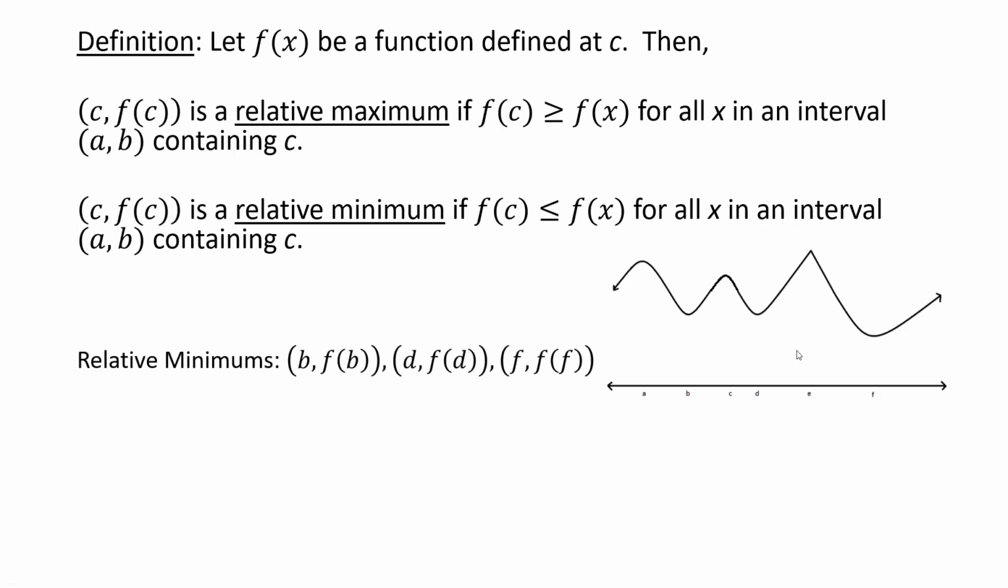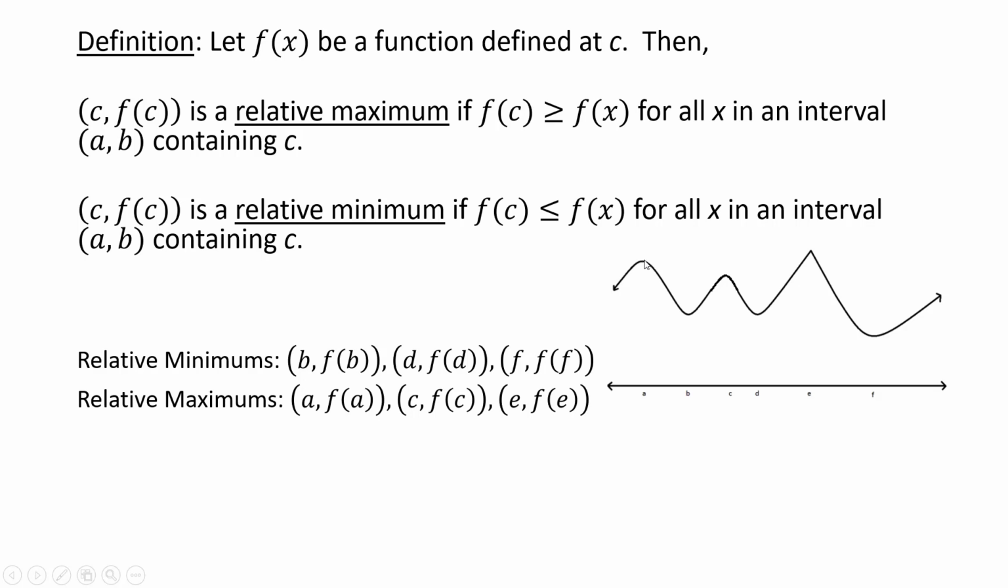So my relative minimums are going to be the ordered pair B, the function evaluated at B, D, the function evaluated at D, and F, the function evaluated at F. Where my relative maximums are going to be A, the function evaluated at A, C, the function evaluated at C, and E, the function evaluated at E. It's very important that you notice that relative extrema are points. They're ordered pairs, not intervals.